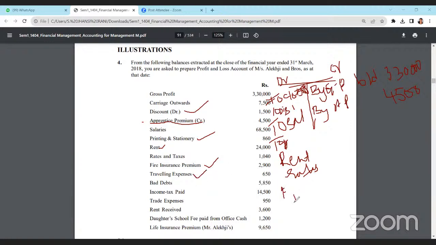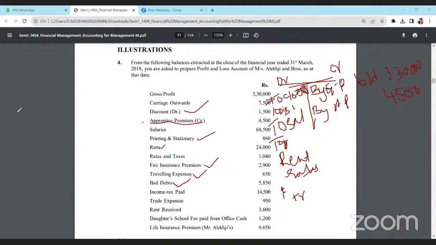Next, traveling expenses. The name itself is telling it is an expenditure to us. So that will be written again on the debit side. Next, we have bad debts. Yesterday I explained that bad debts arise because of credit sales. So here bad debts means a loss to me. The person who has to give me the amount will not give it back. I cannot receive the amount back. So that is a loss to me.